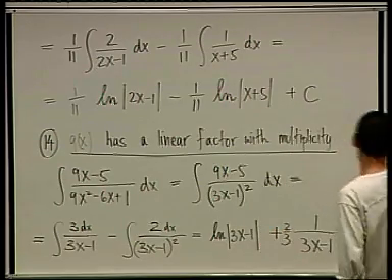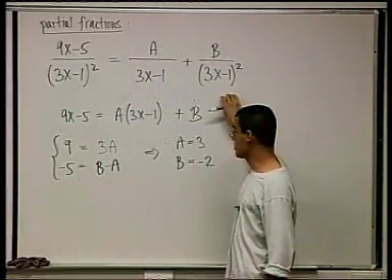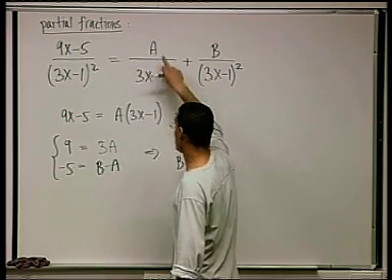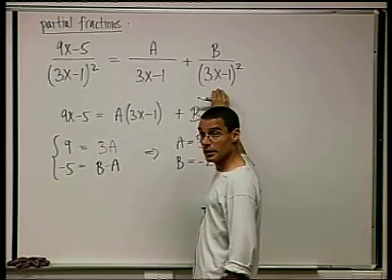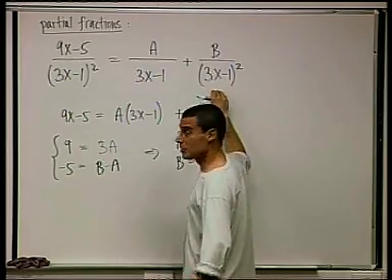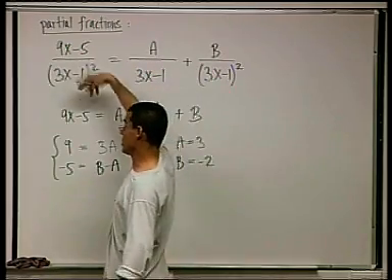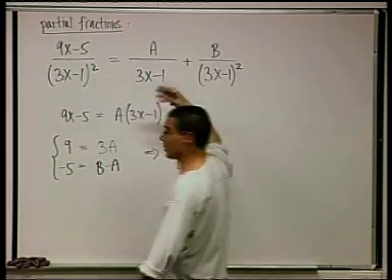You're asking why not write it as a over 3x minus 1 plus b over 3x minus 1. There's no chance of that working, because that would be the same as writing it as a plus b over 3x minus 1. Call a plus b c, so it's c over 3x minus 1. So that's saying that this actually cancels out a 3x minus 1 factor. It doesn't. So that's not going to work.